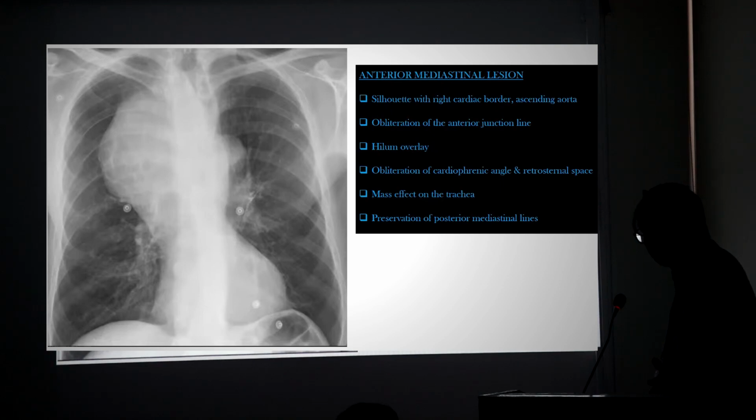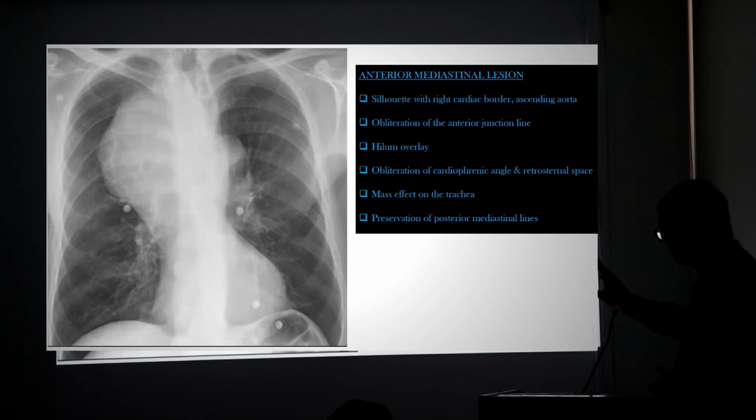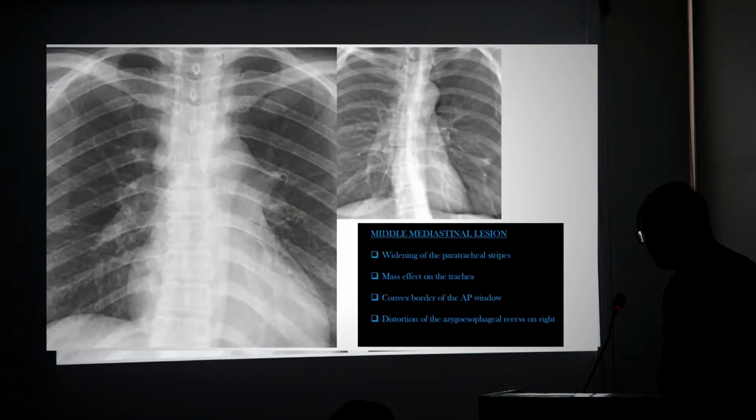If the lesion is making silhouettes with the right cardiac border or ascending aorta, then it is in the anterior mediastinum. So it is making a silhouette sign with the ascending aorta and right heart border. So, this is in the anterior mediastinum.